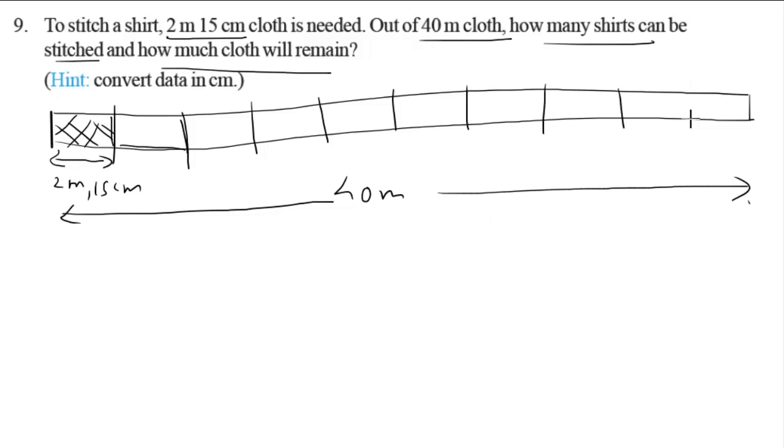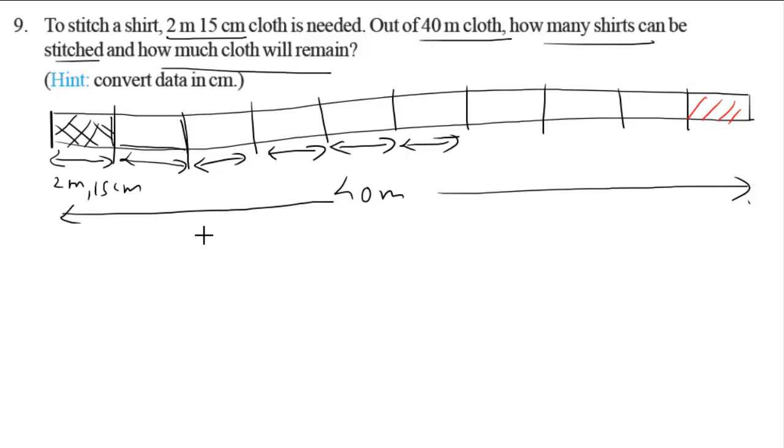Now we have to find how many such pieces of cloth for shirts will be cut, and how much will remain. Suppose this is the remaining part of the cloth, whose length is less than 2 meter 15 centimeter. So this is the remaining portion of the 40 meter cloth.